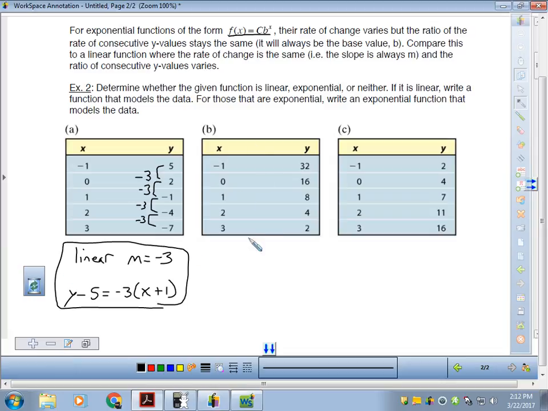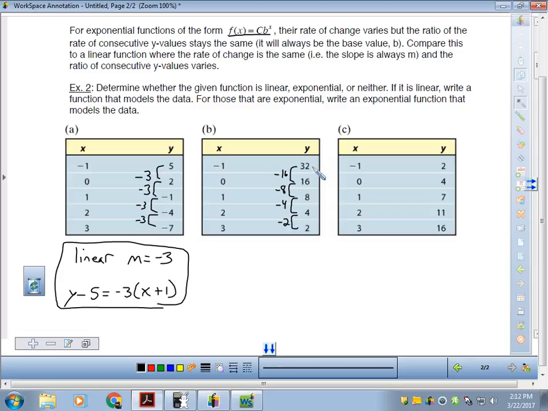Alright, let's look at B. Again, the x's are still going up by 1. If we look at our y's, to go from 32 to 16, that's going down by 16. To go 16 to 8, that's going down by 8. To go from 8 to 4, that's going down by 4. And to go from 4 to 2, that's going down by 2. Are they adding or subtracting by the same amount? No. So it's not linear.